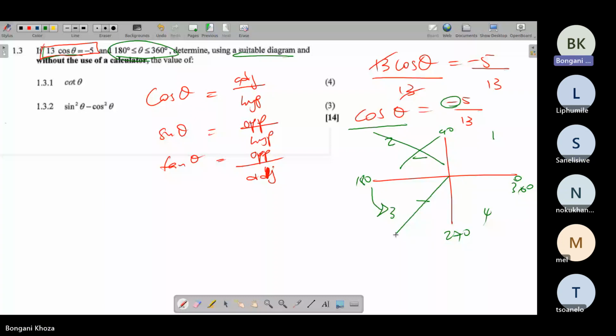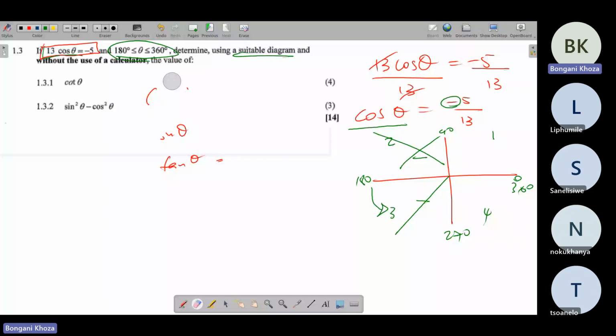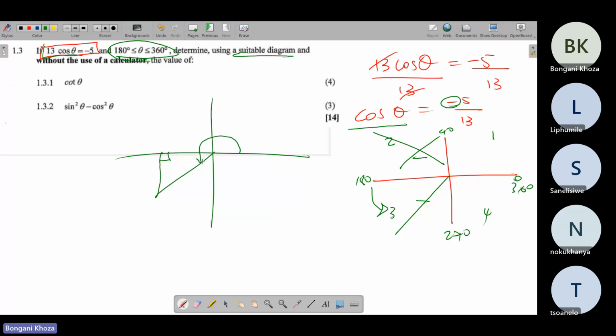Does that make sense? Yes, sir. So now we know our diagram is in the third quadrant. So we draw our diagram. Third quadrant, this is my diagram over here, like this. My angle is always measured from here, coming this side. That's my theta. And then from there, we said this was adjacent over hypotenuse, right?